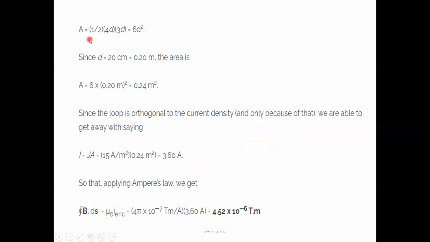The closed path is a geometrical figure equivalent to a triangle. So the area of the triangle is half into base into height. The base and height values are 4d and 3d. So area is equal to 1/2 times 4d times 3d, which is equal to 6d square. Here the problem's d value is equal to 20 centimeters. To convert into meters, that is 0.20 meters. Now substitute the value: 6 into 0.20 meters whole square, which is equivalent to 0.24 meters square.